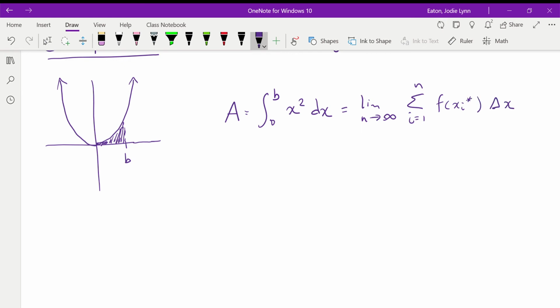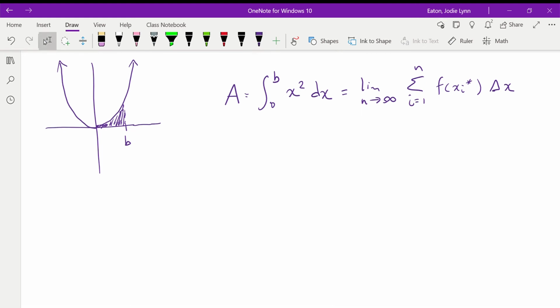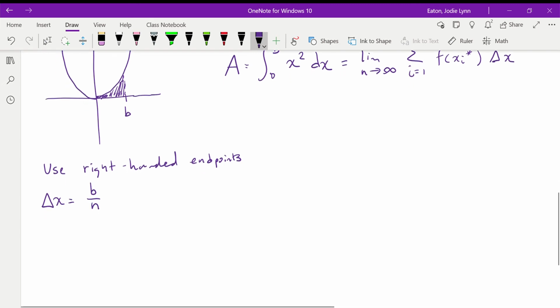So we have to start thinking about rectangles. So first, the width of our rectangle. We're going to draw n rectangles on an interval of length b. Let's use a right-handed limit. Okay, we are going to use right-handed endpoints for our rectangles because those tend to be a bit easier. Okay, so our delta x is going to be b over n because the interval is length b. We divide it by n.